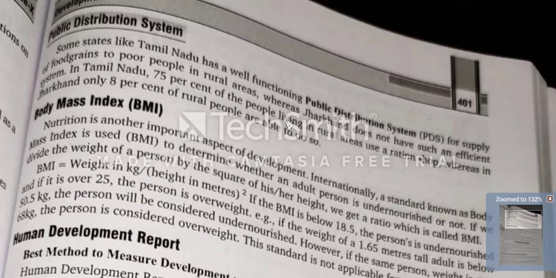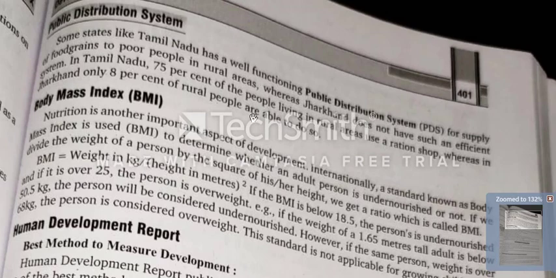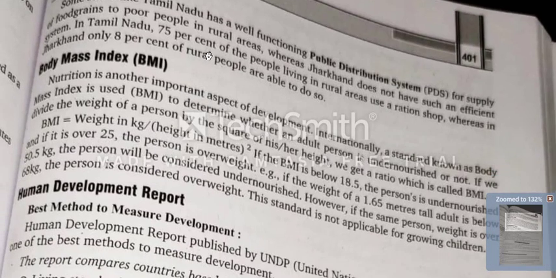In Tamil Nadu, 75% of the people living in rural areas use a ration shop, whereas in Jharkhand only 8% of rural people are able to do so. So here you can see a big difference between Tamil Nadu and Jharkhand. Here you will find out how successful the public distribution system is in India, in cities, in rural areas, in villages. Okay.